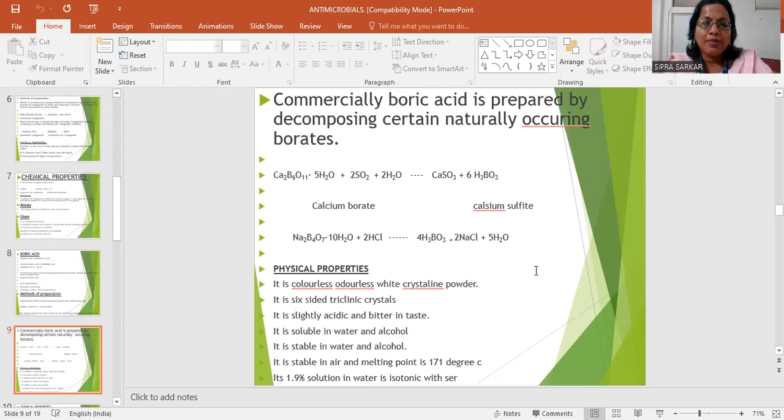Okay. Next, coming to the physical properties: colorless, odorless, and white crystalline powder. It is six-sided triclinic crystals. It's slightly acidic and bitter in taste. It is soluble in water and alcohol, and stable in air, and melts at about 171 degrees centigrade. Its 1% solution is isotonic with serum.